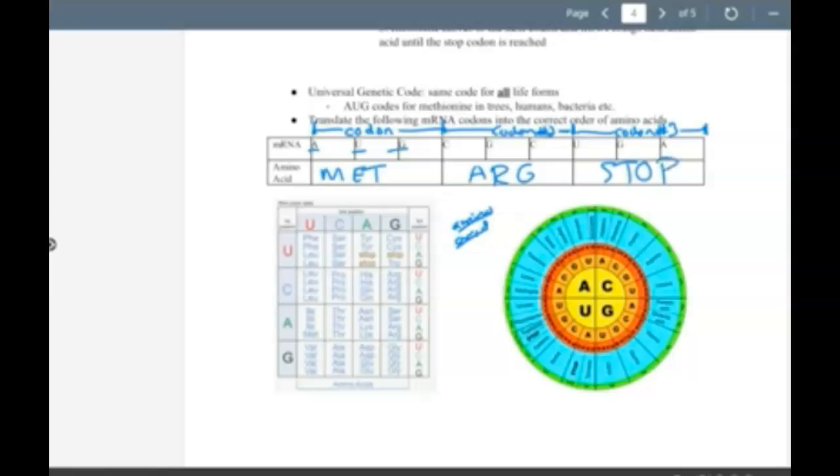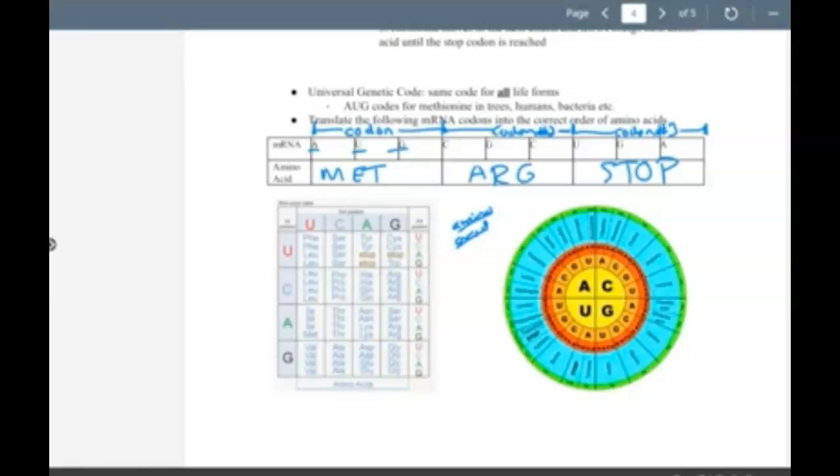What do you think stop means? Is there an amino acid named stop? That's a weird name. No, it just means it's over, right? It just means class is over. It just means that the protein synthesis is done. It's like a telegram. Yep. And this is how we can interpret the telegram. Now let me show you.